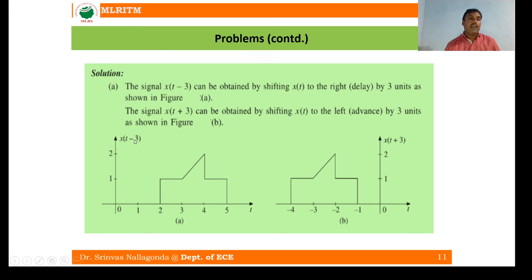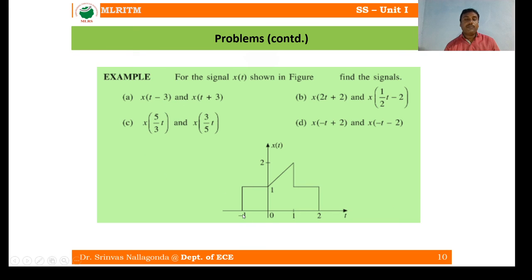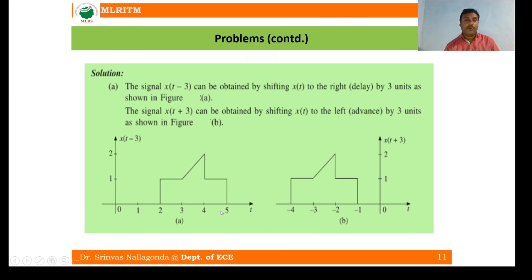Now we'll find some solutions: x(t minus 3) and x(t plus 3). t minus 3 means delay, so the signal is shifted to the right side, and here the signal is shifted to the left side. So this is called delay and this is called advance. How to get this? t minus 3 is equal to 0, so t is equal to 3. That 3 will be added here: minus 1 plus 3 is 2, 1 plus 3 is 4, 2 plus 3 is 5. The resultant signal will be like this: 2, 3, 4, 5. Here also you will get the same signal. This is called the delayed version and this is called the advanced version.